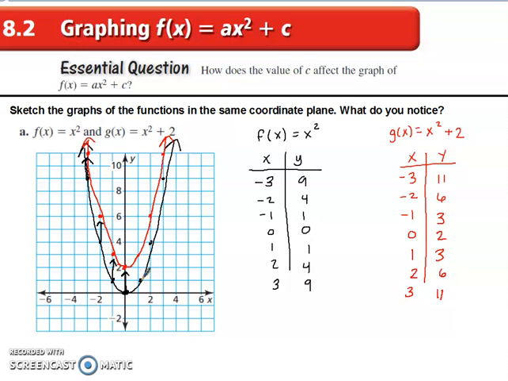And same thing on the right. This y value of 1 moved to a y value of 3. This y value of 4 moved up to a y value of 6. This y value of 9 moved up to a y value of 11. So that plus 2 just simply took all of our old y values and moved them up 2 to get our new y values. My x values didn't change at all, only those y values, moving my entire graph up 2 units.